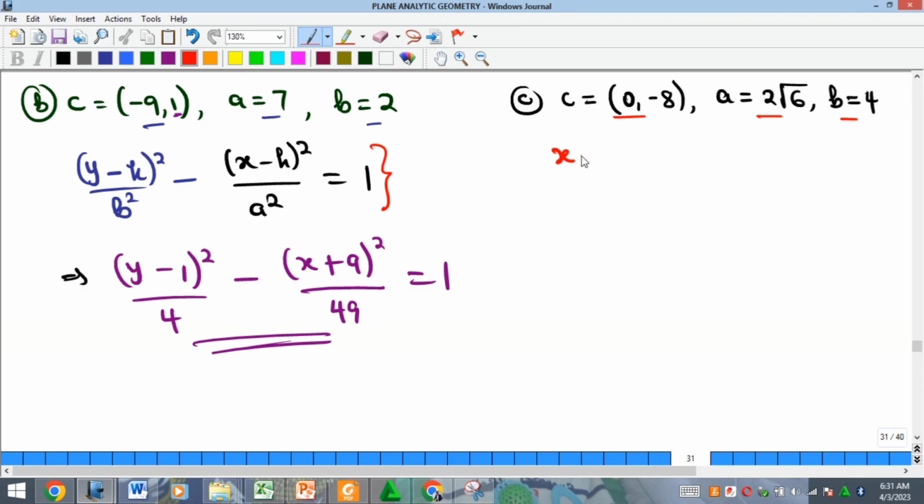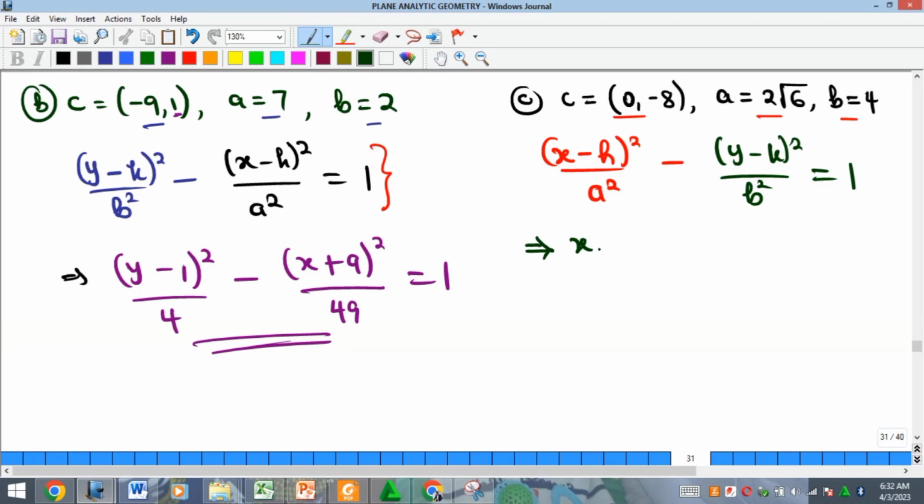So here we will just rewrite our equation as x minus h all squared. So what then is our h? Our h in this equation is 0, because they gave the x coordinate as 0. So when you subtract 0 from x, you still have x squared, and then all over a, our a is 2 root 6, and then you take the square of it, and that's minus y minus our k, here k is minus 8, and so minus minus will be plus, so we'll have y plus 8 all over our b, which is 4 squared, and that is equal to 1.